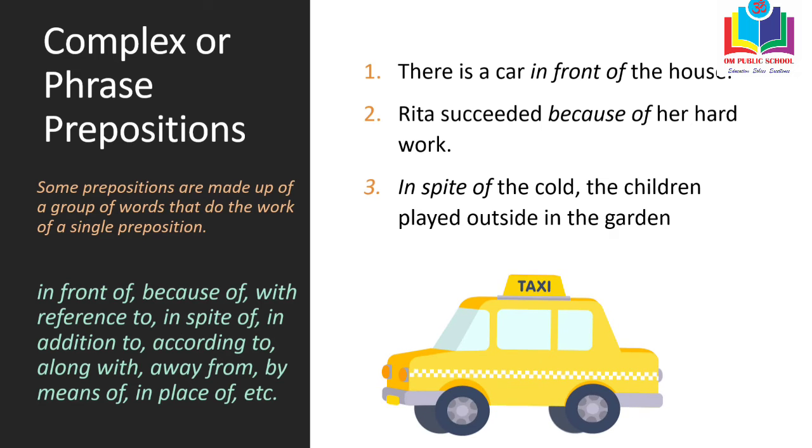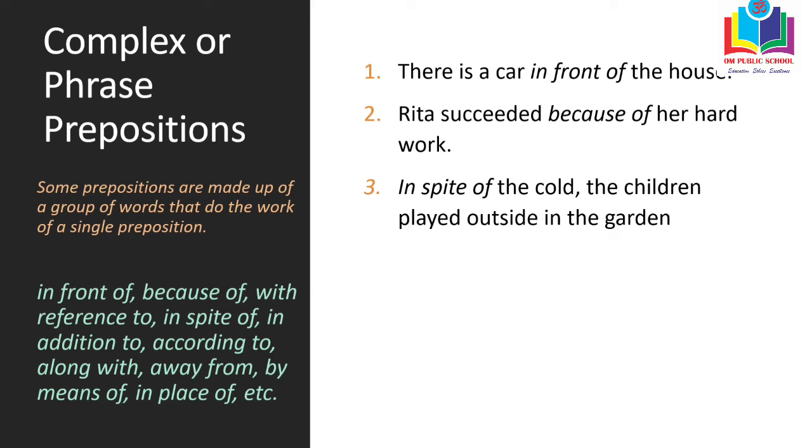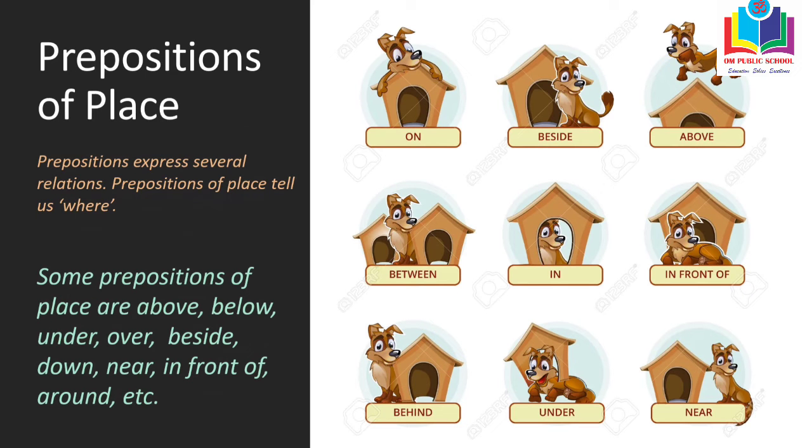There is a car in front of the house. Rita succeeded because of her hard work. In spite of the cold, the children played outside in the garden. In these sentences, it is appropriate to use these complex phrases as it makes proper sense here. Prepositions are also divided based on their uses. The first type of preposition is preposition of place. Preposition of place shows where something happens, like under, underneath, over, below, beside, down, near, in front of.